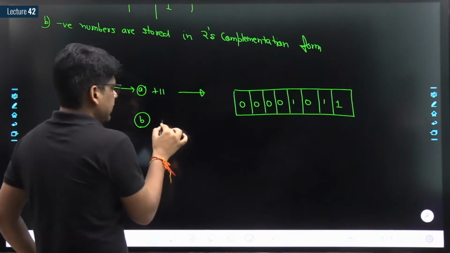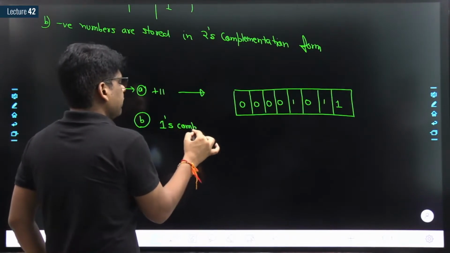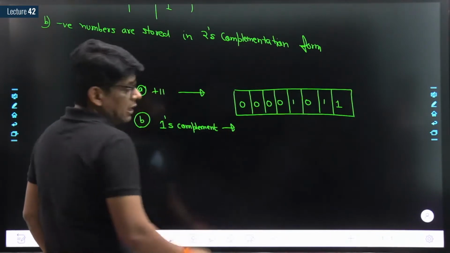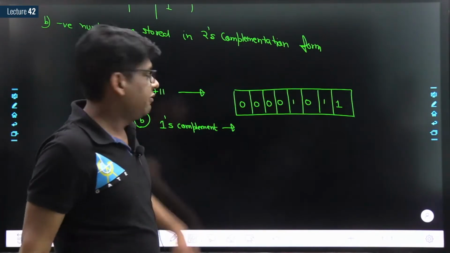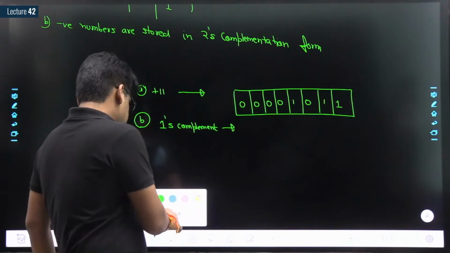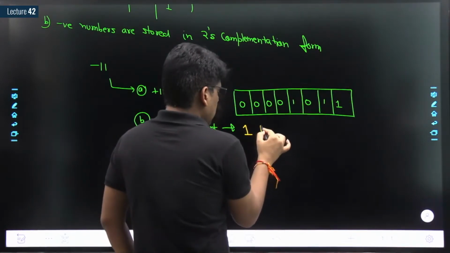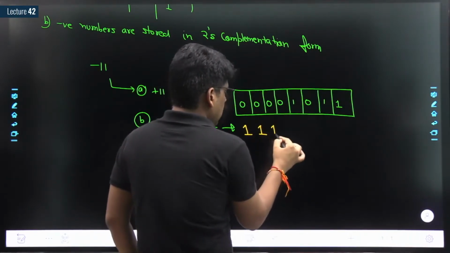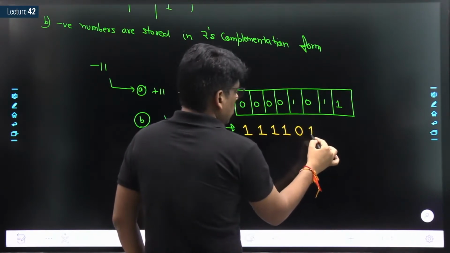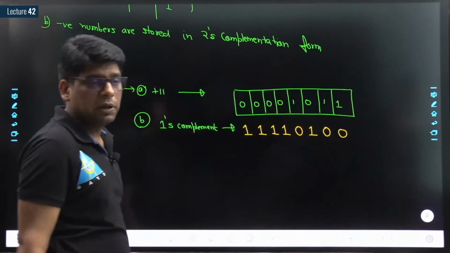The very first method is to find the 1's complement of the number. So how can we find the 1's complement? Sir, just flip all the bits. If it is a 0, make it 1. If it is a 1, make it 0. That means, sir, the 1's complement of this number is 1, 1, 1, 1, 0, 1, 0, 0. So this is the 1's complement.